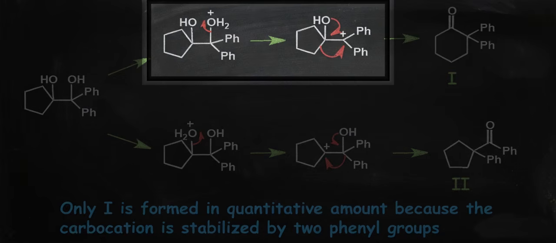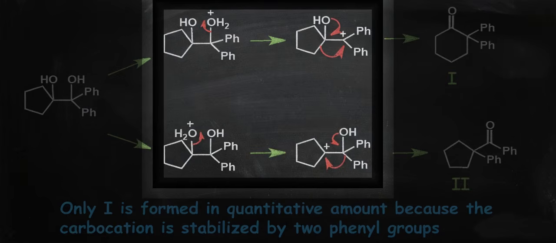Now, this is the key step because two possible carbocations can form depending on which hydroxyl group leaves. Pathway A, the top path. If the hydroxyl group on the diphenyl substituted carbon leaves, a carbocation stabilized by two phenyl groups is generated. Phenyl groups stabilize the positive charge through resonance delocalization, making this carbocation highly stable.